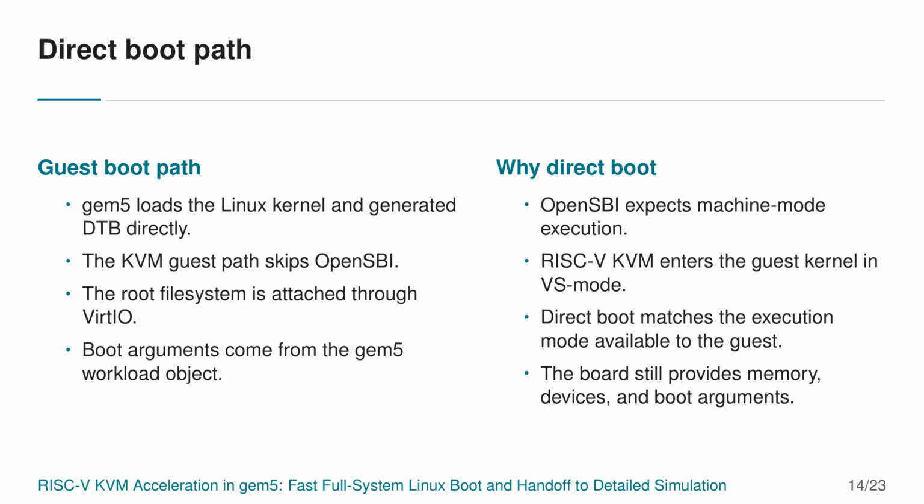The KVM path uses direct Linux boot. gem5 loads the Linux kernel and generated DTB directly, the root file system is attached through VirtIO, and boot arguments come from the gem5 workload object. The reason is the privilege model. OpenSBI expects machine mode execution, while the KVM guest kernel runs in VS mode. Direct boot starts the guest in the mode KVM can provide, while gem5 still controls the platform description.